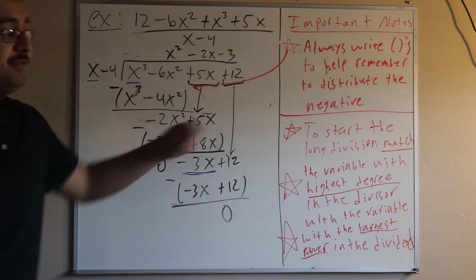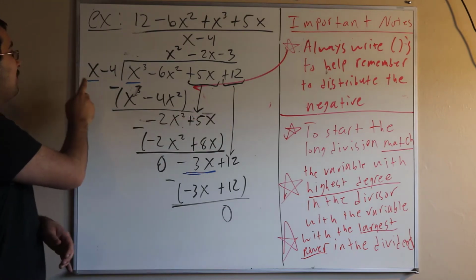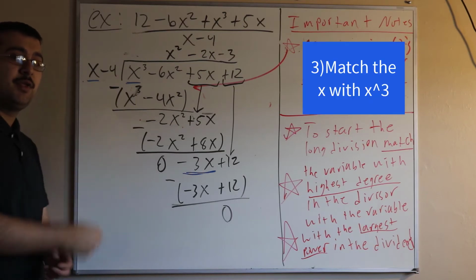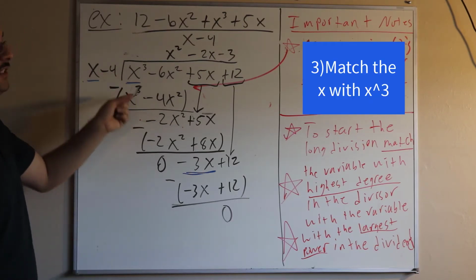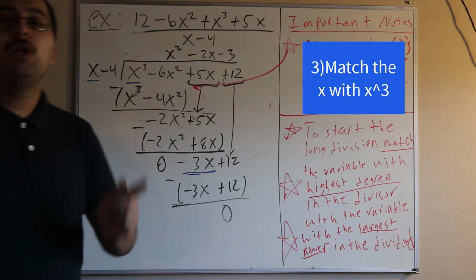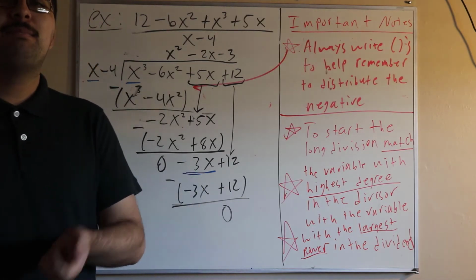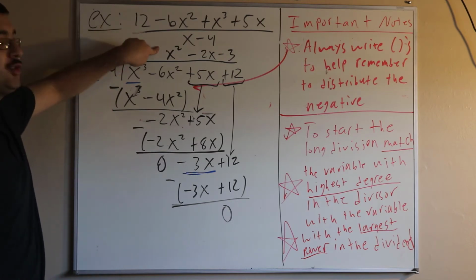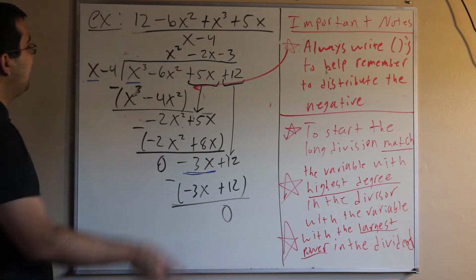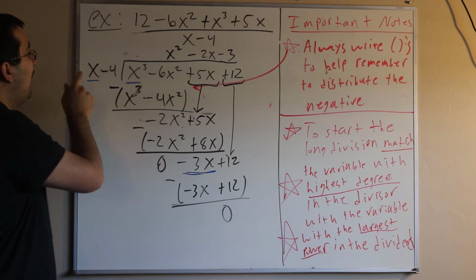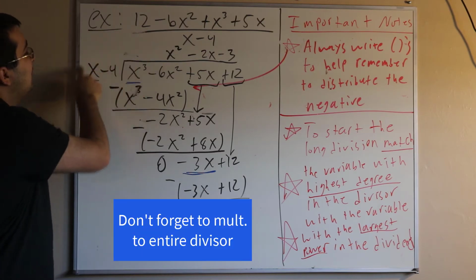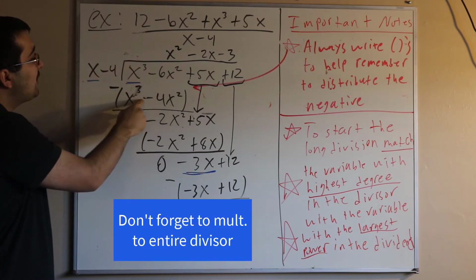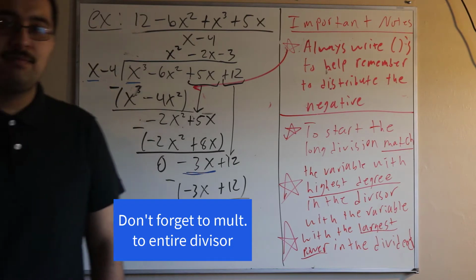And to start the long division process, we take the variable with the largest power in the divisor, and the variable with the largest power in the dividend, and I ask myself, what do I need to multiply in order to make these match? So for us, that meant taking x, multiplying x by an x squared, and doing that gave me the x cubed. And then I remembered that when I'm multiplying, I need to multiply to all of the divisors, so I get x cubed minus 4x squared.